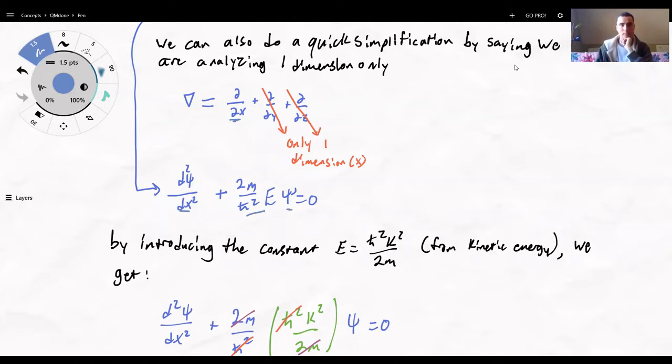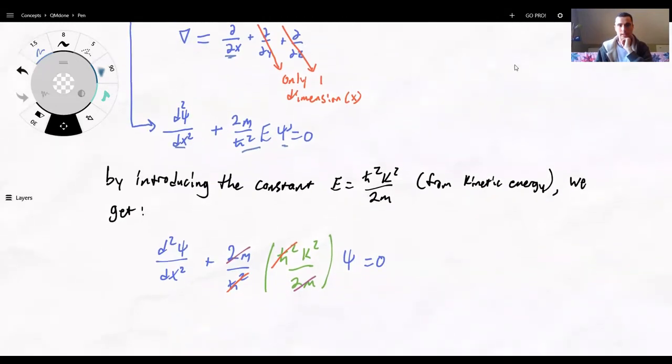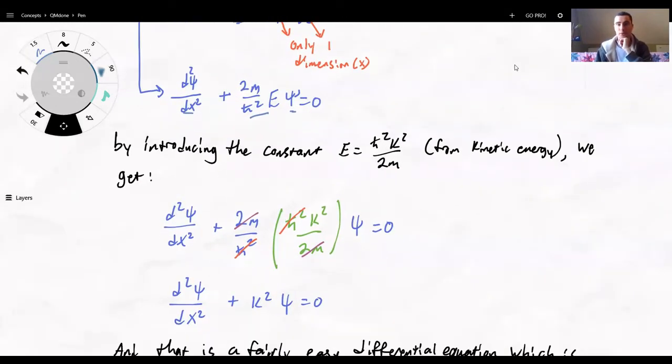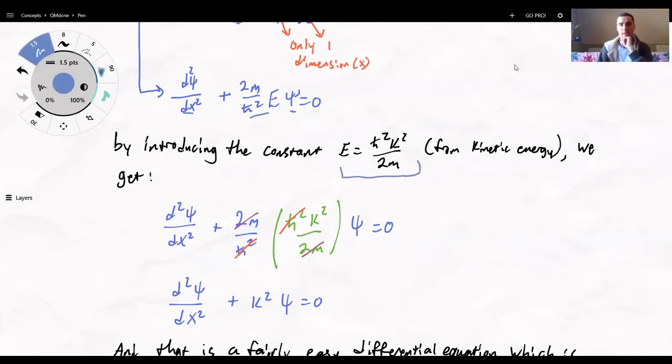Then what we can do is simplify even further. So there's a constant, which is this one here, that energy is equal to h bar squared k squared over 2m. And so that's from the kinetic energy operator. And just to be clear, energy is energy. This is going to be kinetic energy in particular.